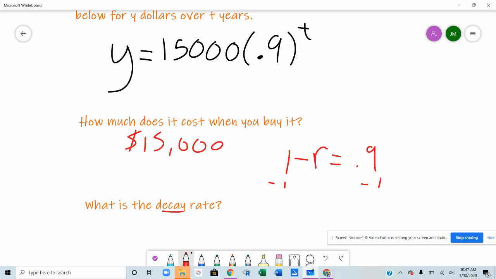Subtract your 1. Gives you negative r equals. If you need a calculator to do 0.9 minus 1, please make sure you do so. You get negative 0.1. Your negatives will cancel out. Gives you r is equal to 0.1, and 0.1 is 10%. So your decay rate is 10%.